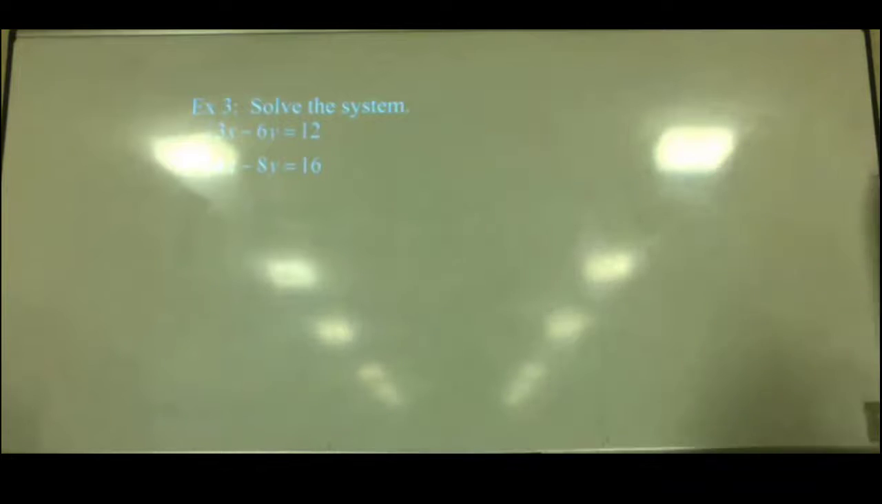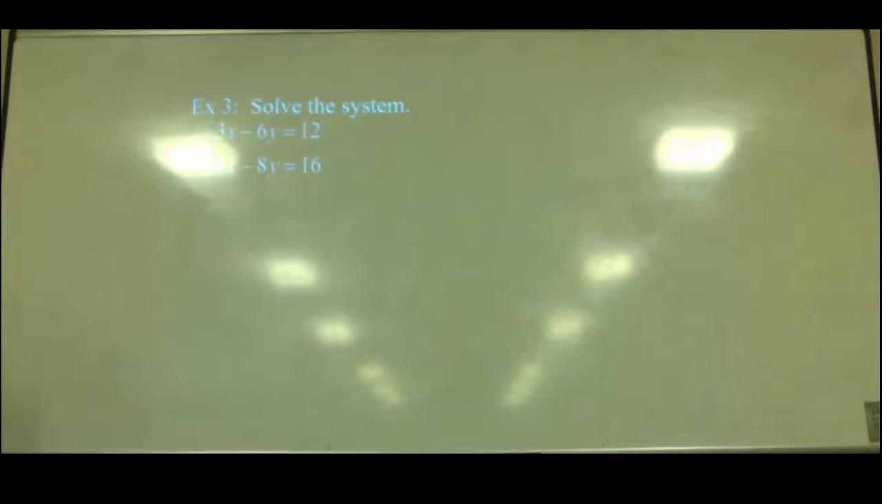Right. So just one thing to mention, on your test, I am not going to specify which method you use. On the homework it does say use substitution for these, use elimination for these. On the test, I'm not going to tell you which one to use. You can use either one. In fact, every one of these problems you could do by substitution, and every one of these problems you could do by elimination. Okay?